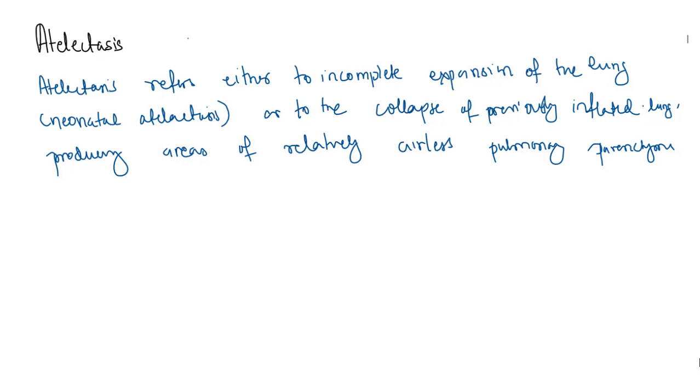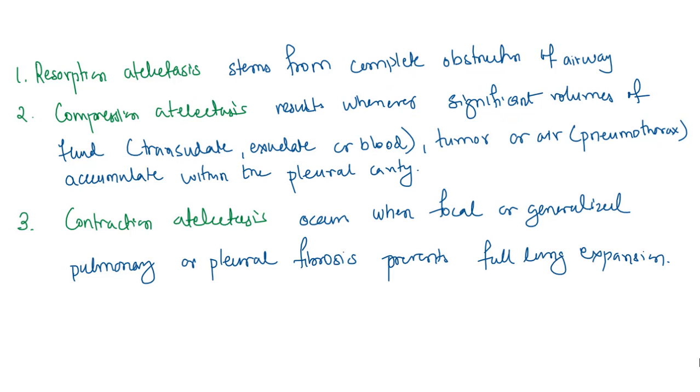Atelectasis. Atelectasis refers either to incomplete expansion of the lung or the collapse of previously inflated lungs, producing areas of relatively airless pulmonary parenchyma. Reabsorption atelectasis stems from complete obstruction of the airway. Compression atelectasis results whenever significant volumes of fluid, tumor, or air accumulate within the pleural cavity. Contraction atelectasis occurs when focal or generalized pulmonary or pleural fibrosis prevents full lung expansion.